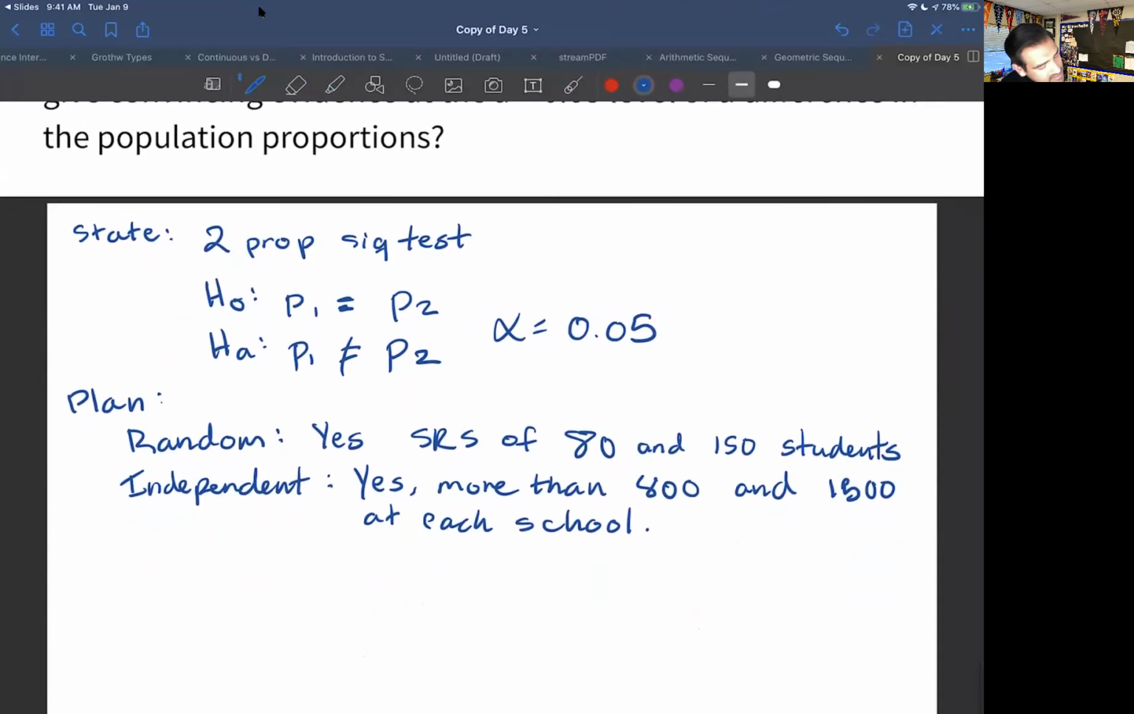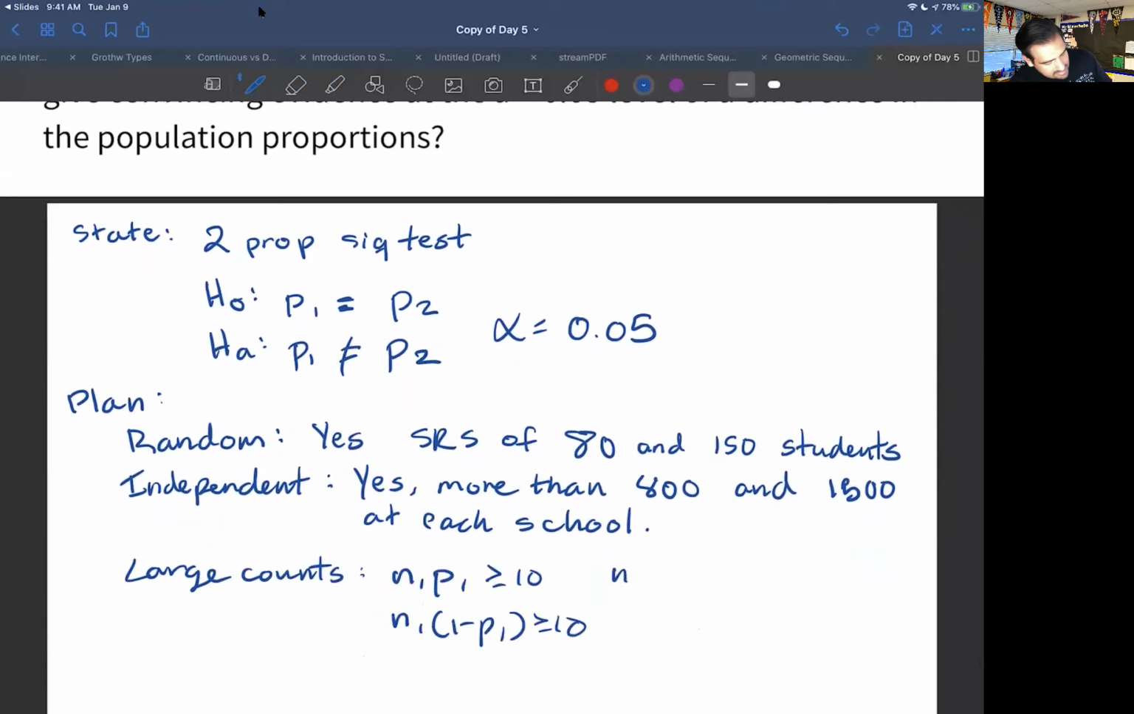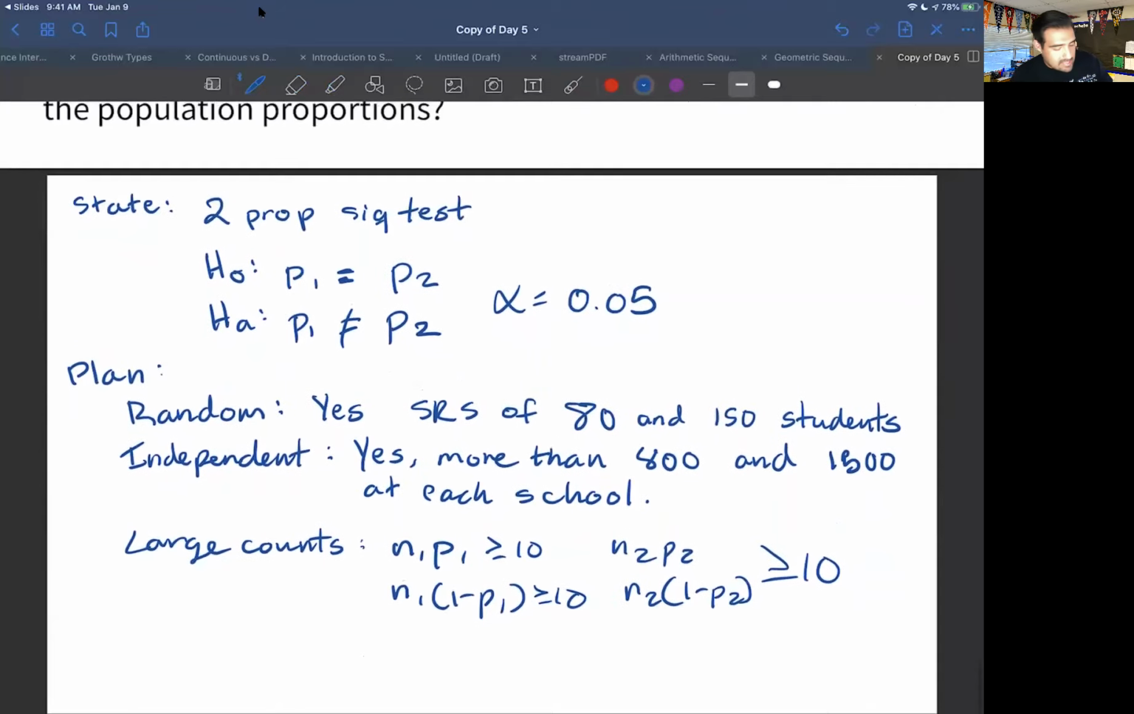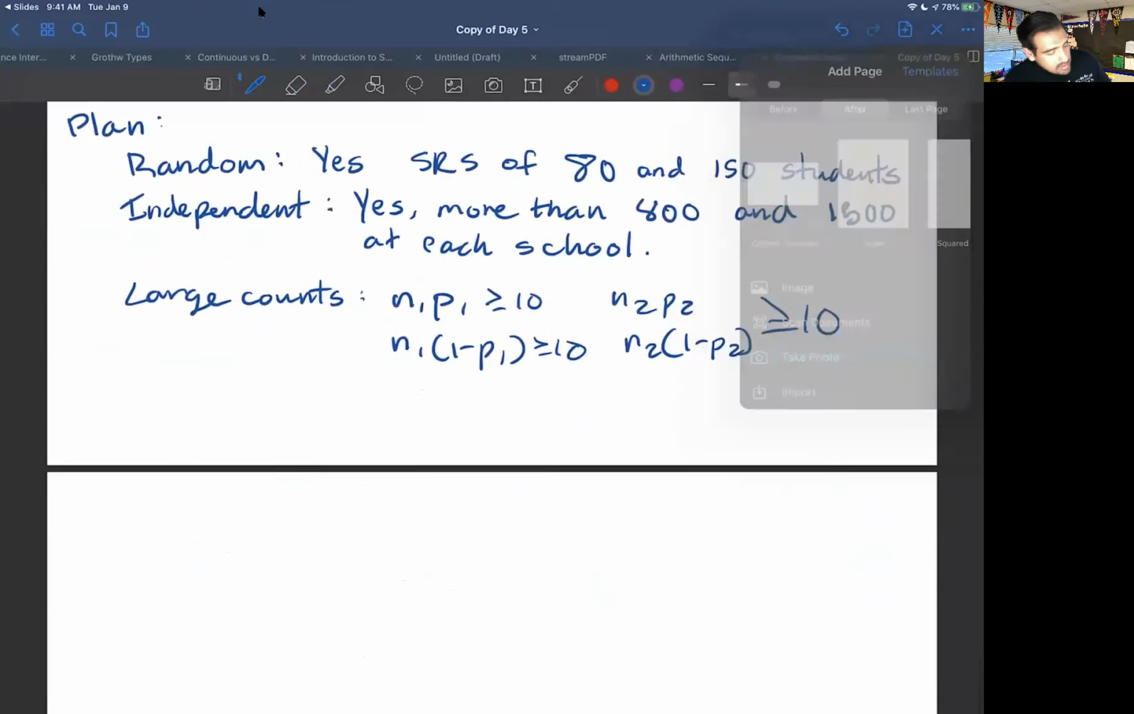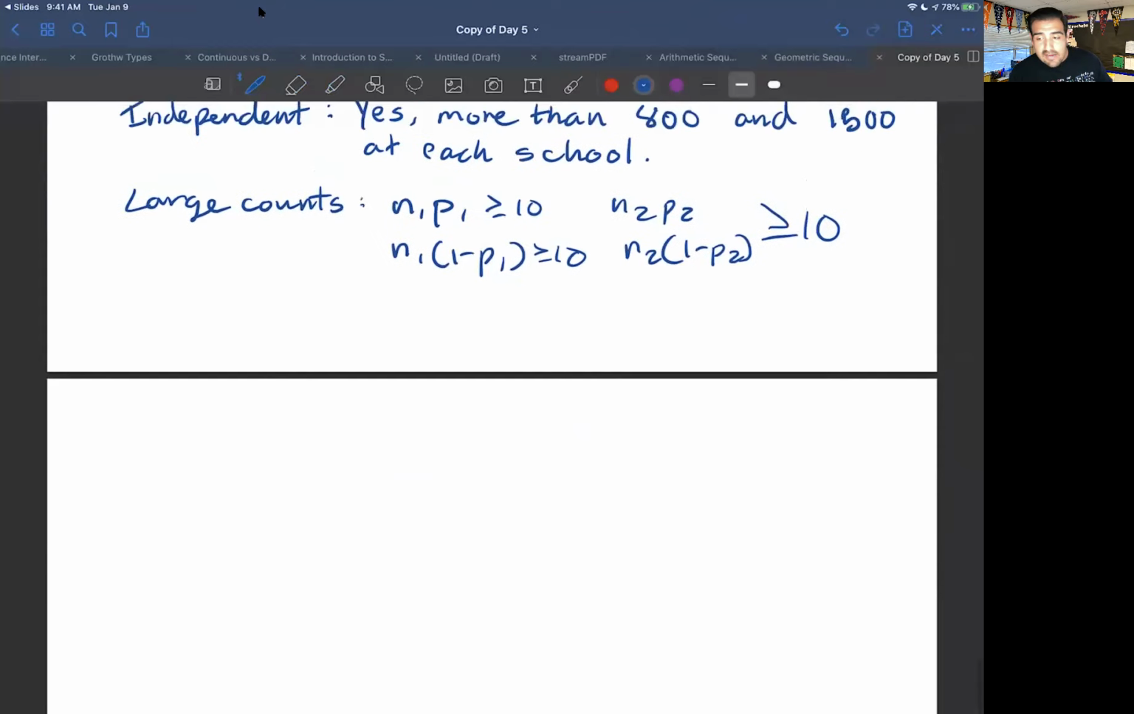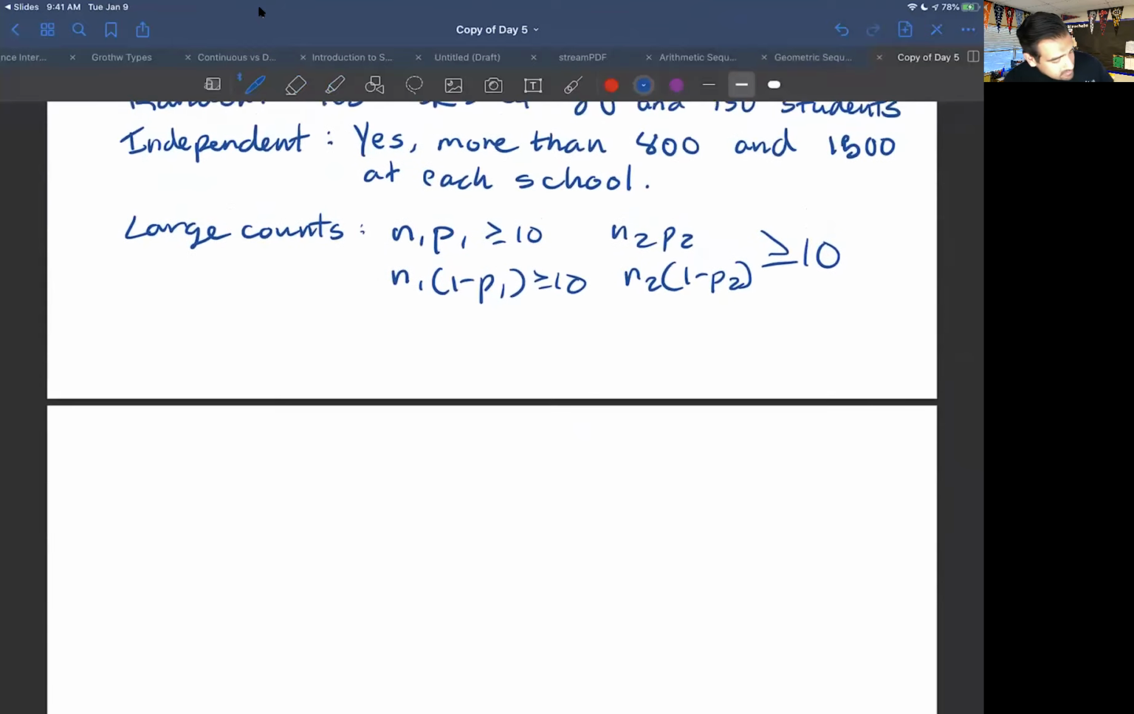And now we need to check the large counts. I'm going to save some time, but, right, N1 times P1, is that greater than or equal to 10? N1 times 1 minus P1, is that greater than or equal to 10? N2 P2, N2 1 minus P2, are those greater than or equal to 10? Right, checking those, they are, just to save some time, I don't want to go through them. So we've planned everything that we need. Let's go ahead and do the work.